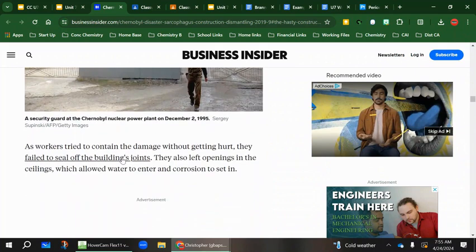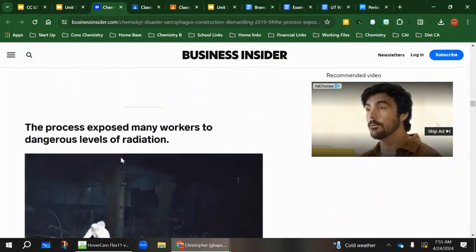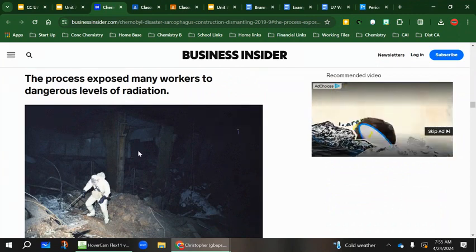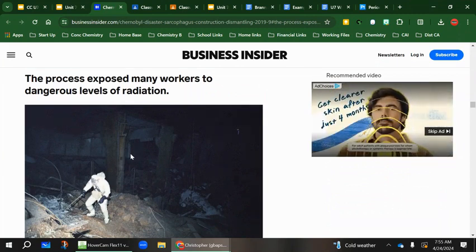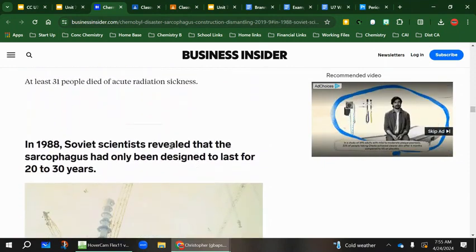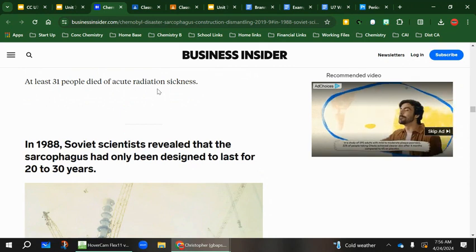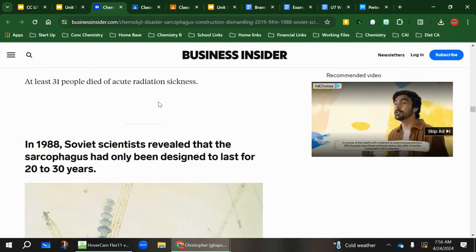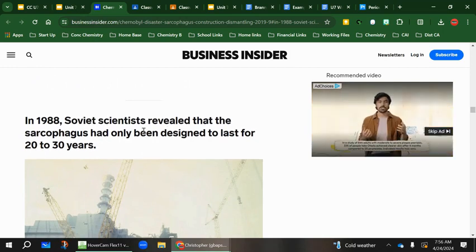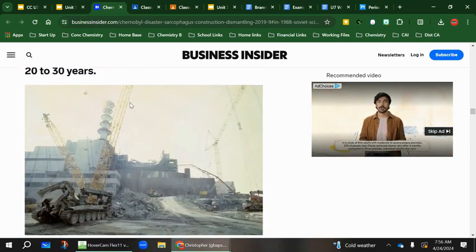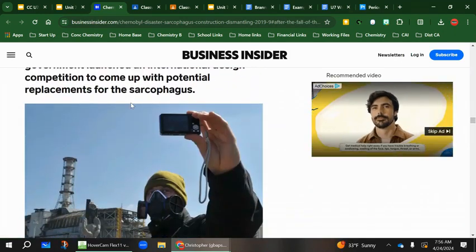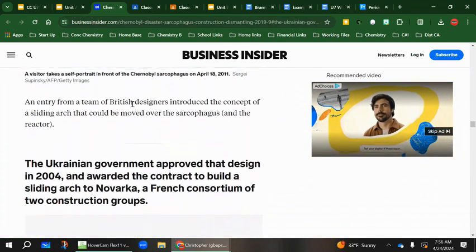It took 7 months to get done just so that they could stop it. The workers there had to work in shifts where they would work for a while and rest for a while because they couldn't be exposed to too much radiation. 31 people died from acute radiation sickness, and that was the people who had been working on sealing it up. So in 1998, they decided that they needed a better structure, and that is when they started building the giant sarcophagus that you saw the other day.